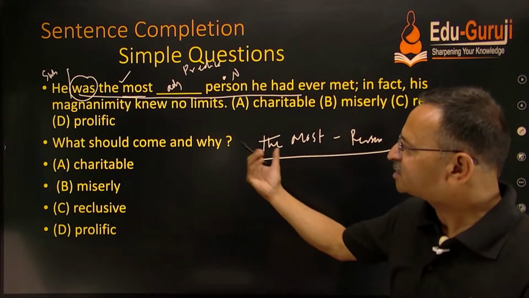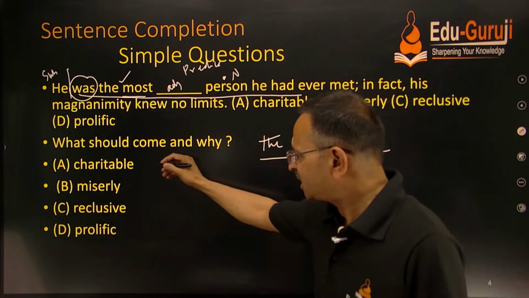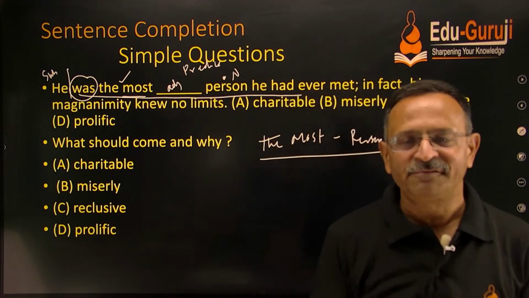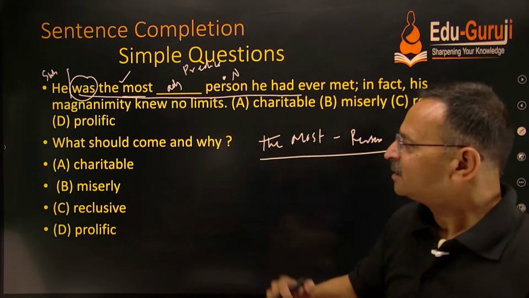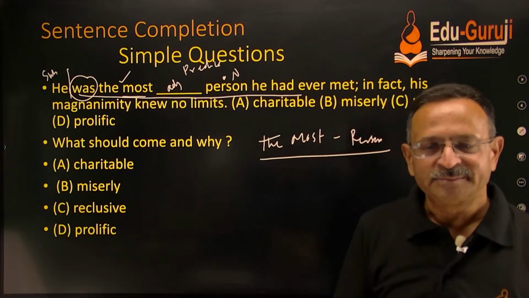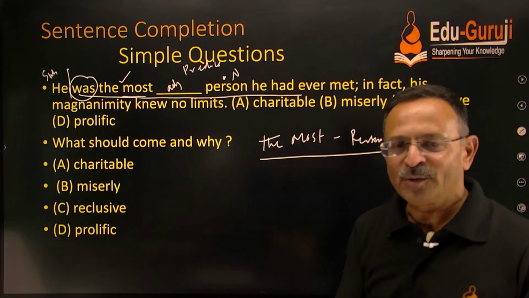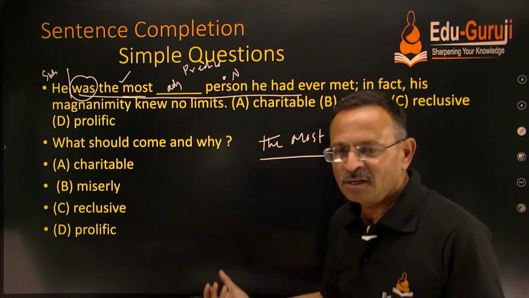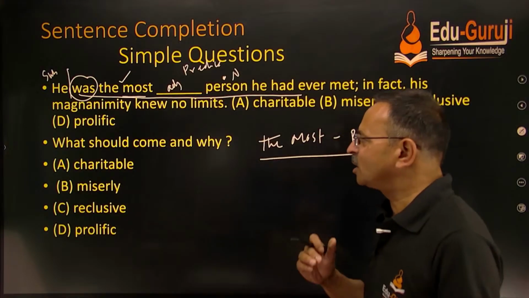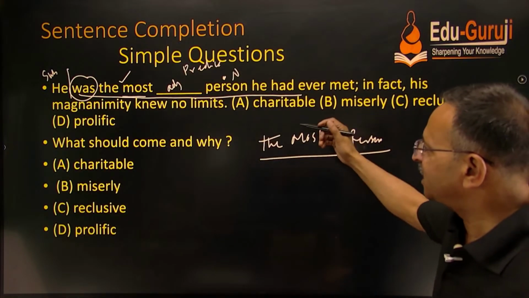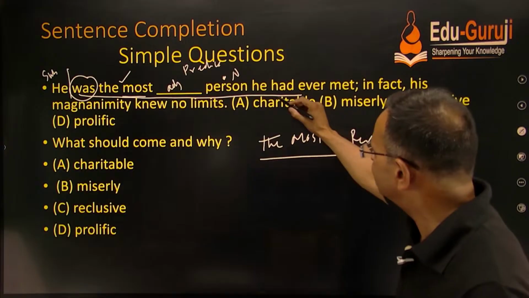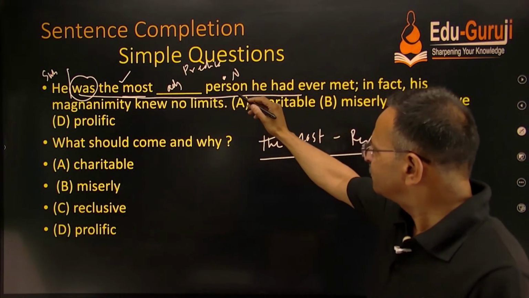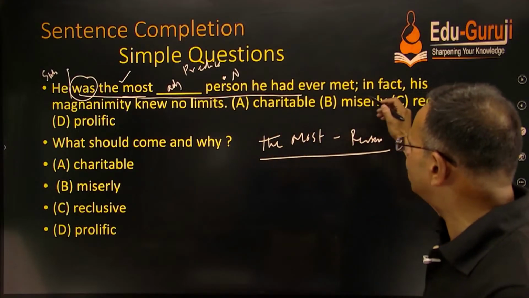Now look at the options we have: charitable, miserly, reclusive, and prolific. Now where does the clue come from? Obviously, if you know the meaning of these words, it is well and good. But still, to make it 100% sure, if you read the entire sentence, you will find he had ever met. He was the most blank person he had ever met.